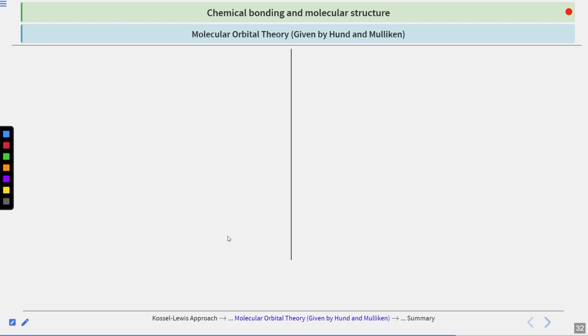Now, we have seen Valence Bond Theory, and then the hybridization concept. Then we moved to the VSEPR theory. VSEPR theory has also been completed, sorry. And now we are moving to the molecular orbital theory. This is the most successful theory of all.